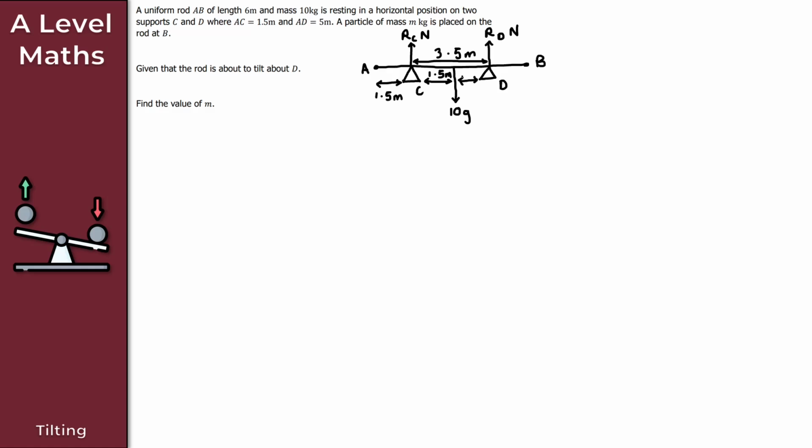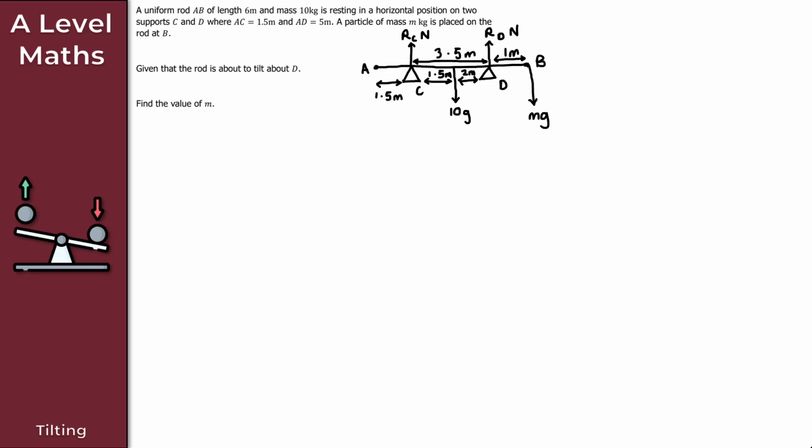We're also told that a particle of mass m kilograms is placed on the rod at B. So at B, a particle is added, and it has a mass of m kilograms. That's going to be mg acting downwards. Looking at our diagram, are we missing anything? Well, we can work out this distance. From A to D, that's 5 meters, so this distance must be 1 meter. At this point, we have everything that we need to answer this question.